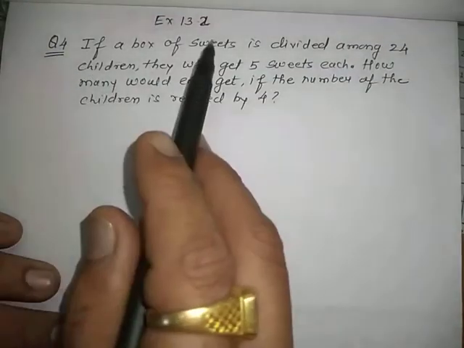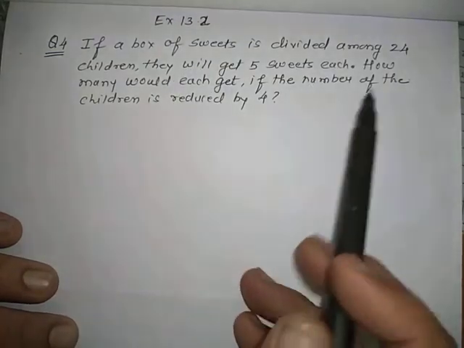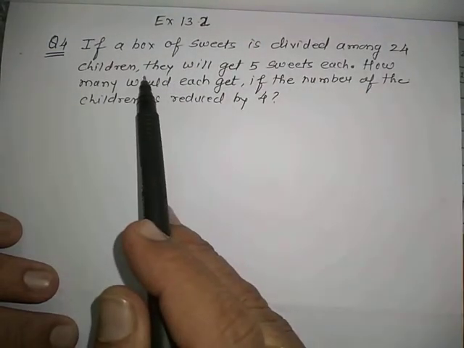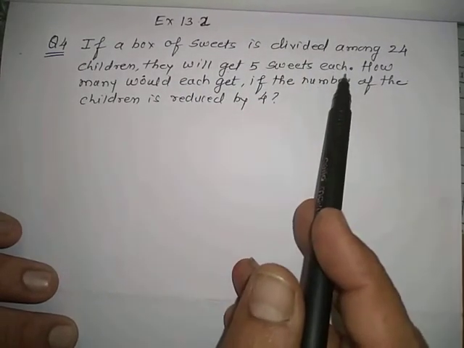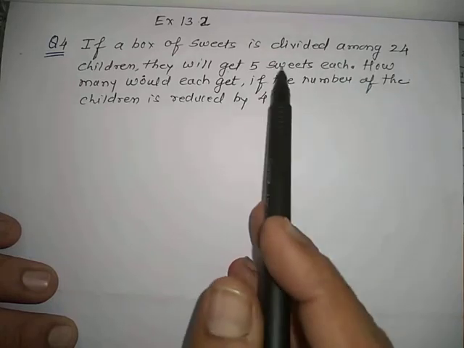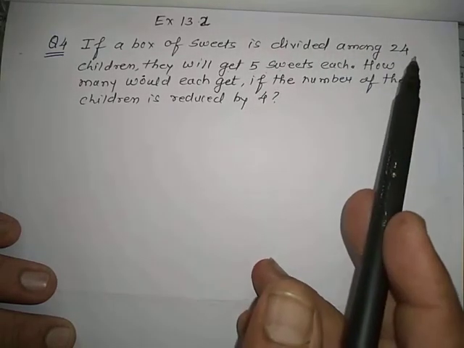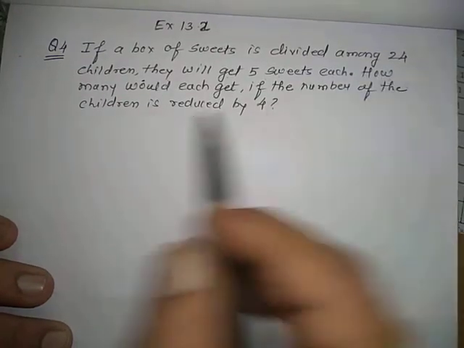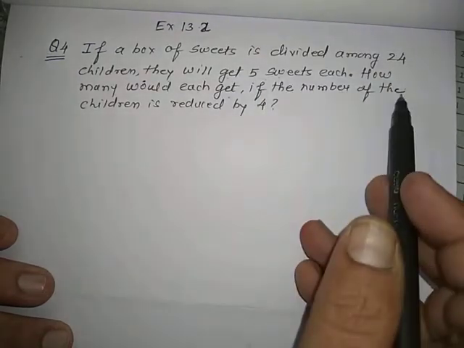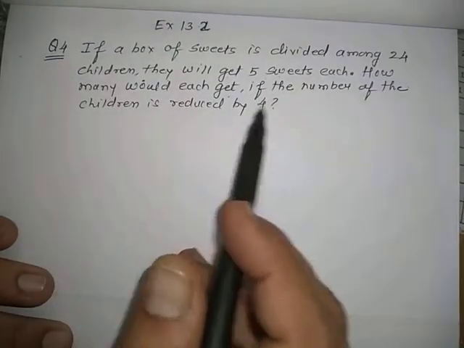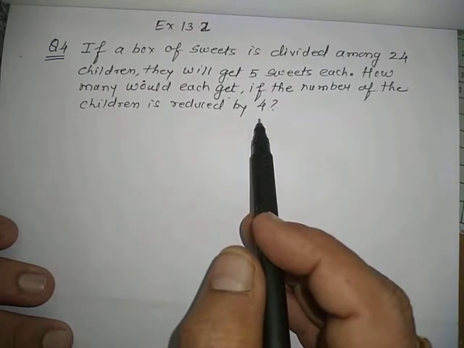Question number 4 of exercise 13.2. If a box of sweets is divided among 24 children, they will get 5 sweets each, meaning each child will get 5 sweets. So 24 children into 5 gives the number of sweets. Now how many would each get if the number of children is reduced by 4? Means 24 is there but it is reduced by 4, so now it will be 20.